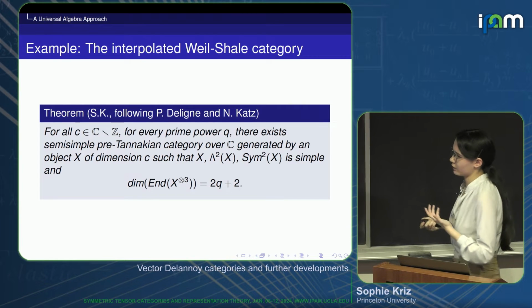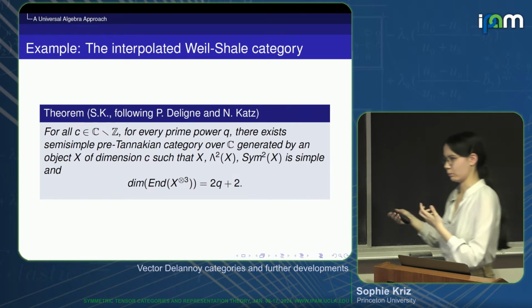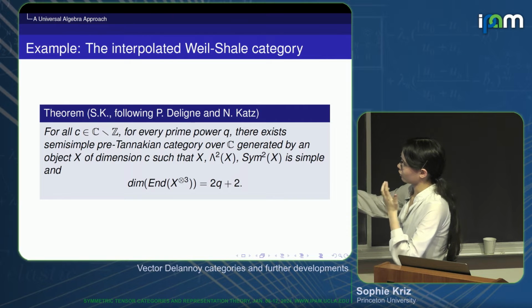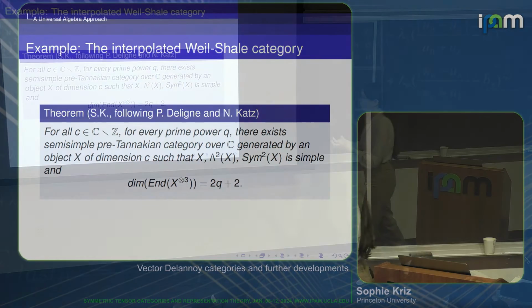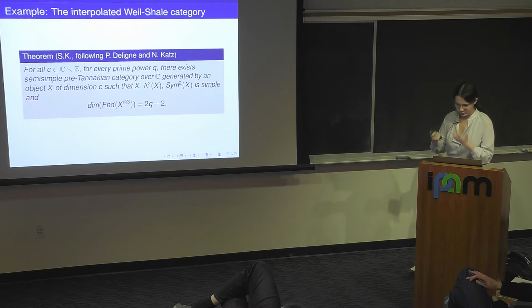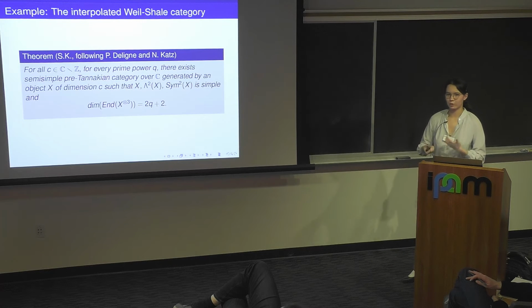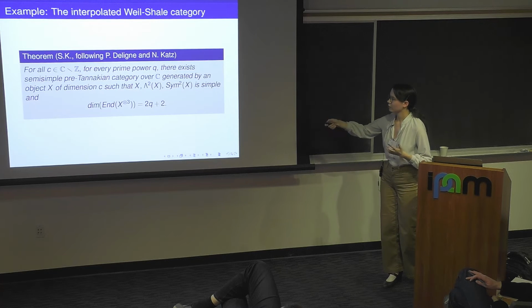OK, so one example, which is sort of the answer to this question earlier, is this one. I constructed this following suggestions of Pierre Deligne and Nick Katz. If I choose some c in the complex numbers but not an integer, for any prime power q, I can construct a semi-simple Deligne-type category over the complex numbers, which is generated by an object x of dimension c, such that x, lambda 2 of x, and sym 2 of x are simple objects.